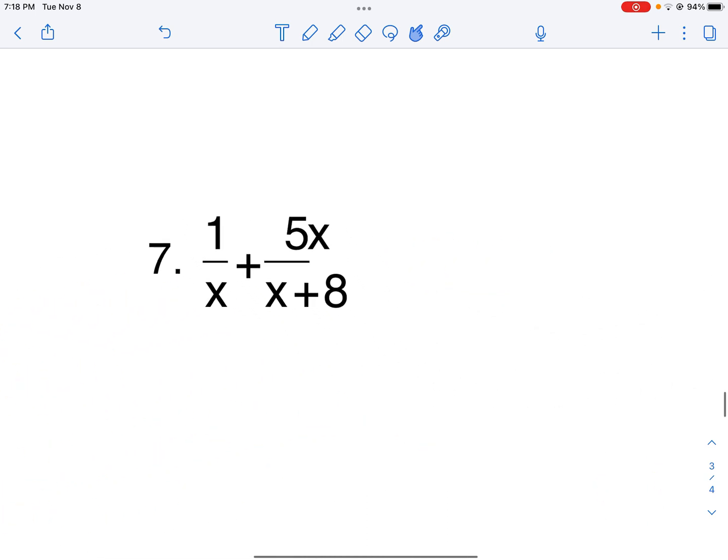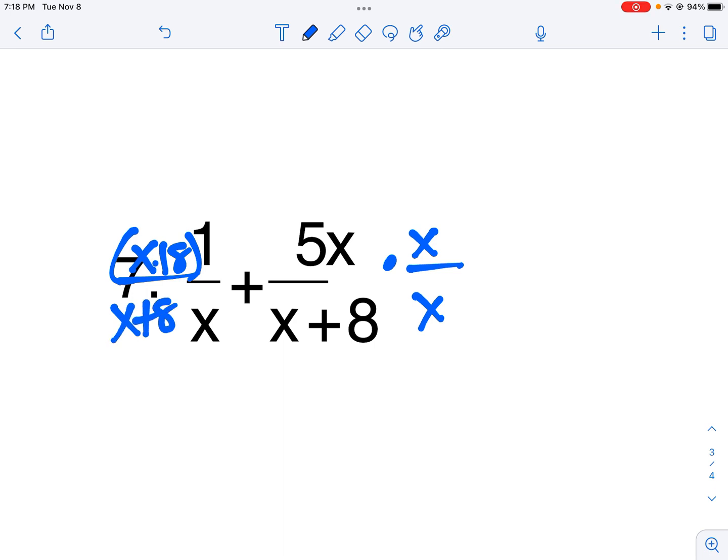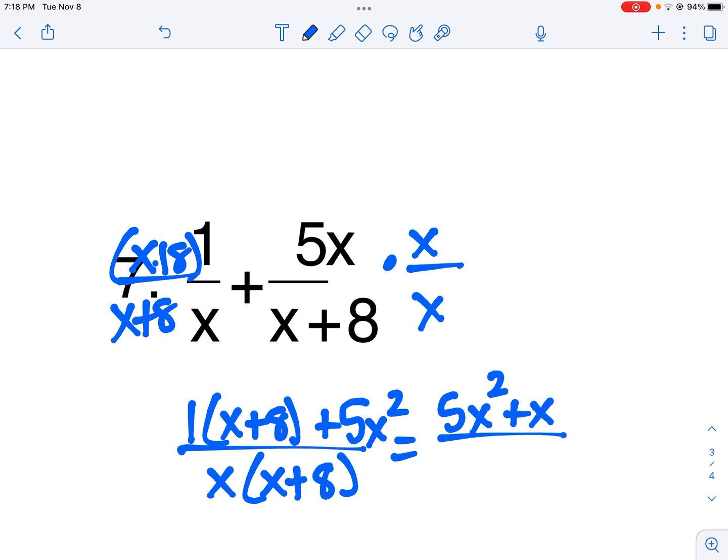The next one here, well, let's see, we have to have a common denominator. So this one times x, this one times x plus 8 times x plus 8. So our common denominator is x times x plus 8. And our numerator would be 1 times x plus 8 plus 5x times x, which is 5x squared. So that would really just be 5x squared plus x plus 8 over x times x plus 8.